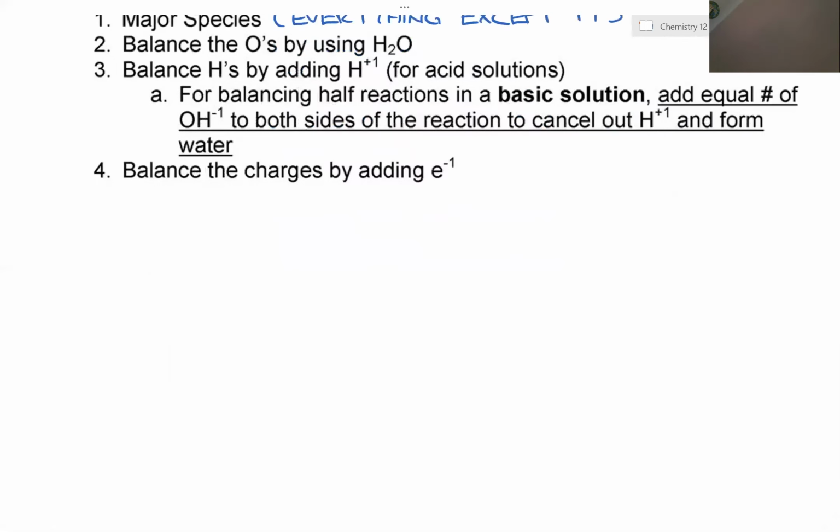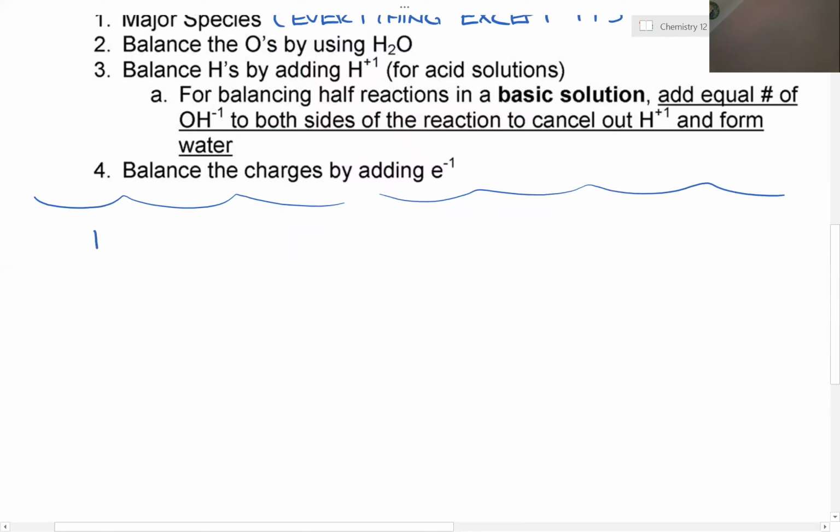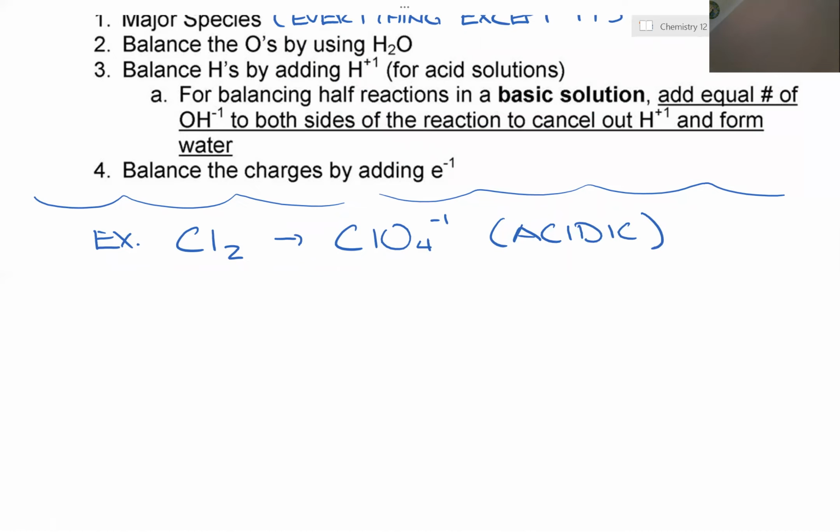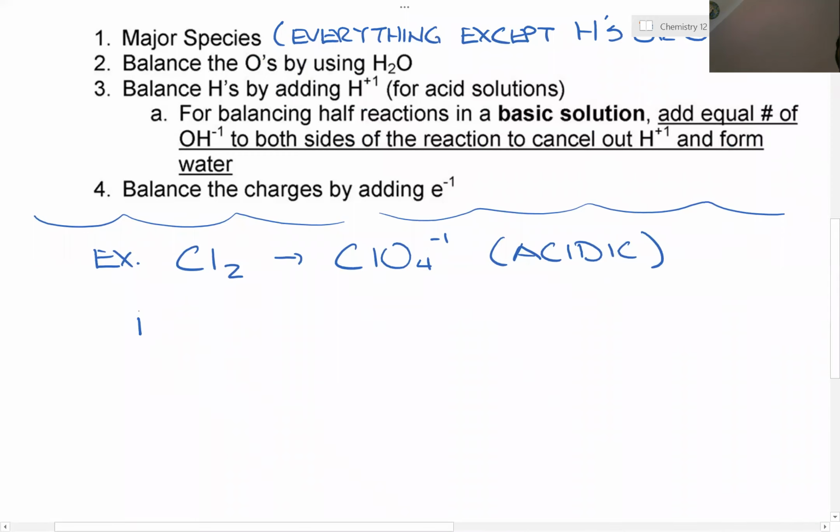Now, what do I mean by this? Let's take a look here. Let's say, for example, we have Cl2 gives you ClO4 minus 1, in acidic solution. Now what we do is the 4 steps. Step number 1 is we balance out the major species. In this case, the major species is chlorine. So we have Cl2.